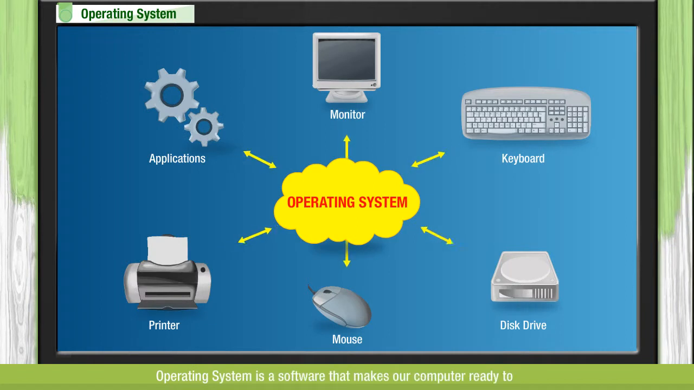Operating system is a software that makes a computer ready to use. Without this, computer is nothing. It directly interacts with and controls the computer hardware. It also keeps a track of all the tasks given by user.